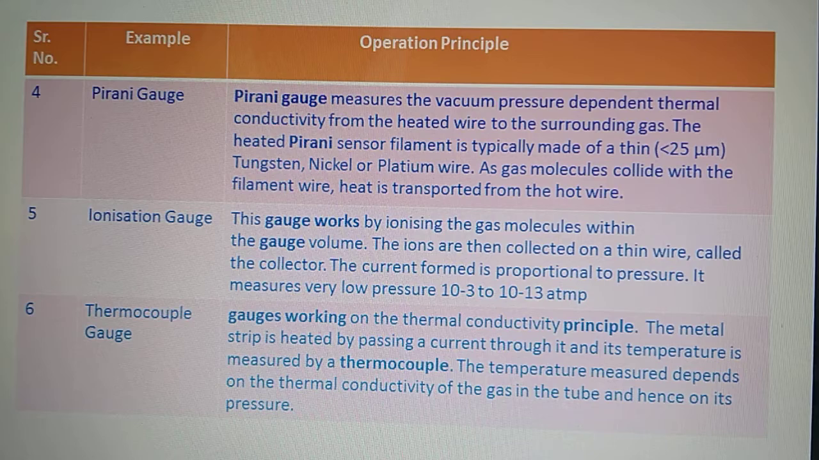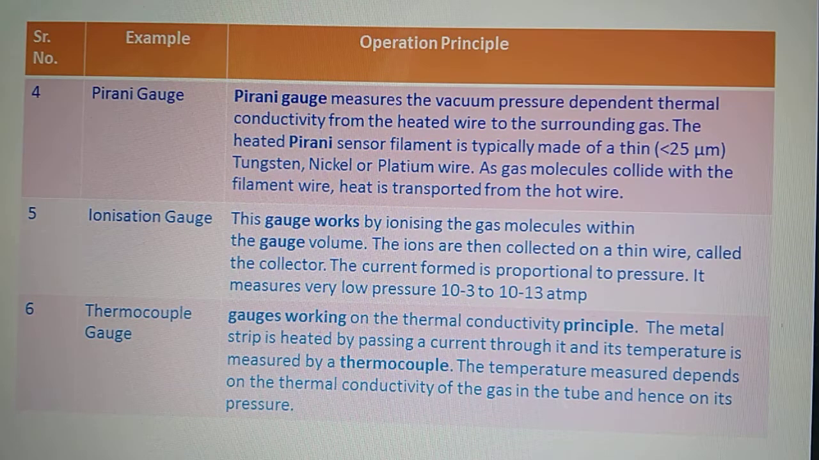Next pressure sensor is the ionization gauge. This ionization gauge works by ionizing the gas molecules within the gauge volume. The ions are then collected on a thin wire called the collector. The current formed is proportional to pressure, and it measures very low pressure, 10 to the power minus 3 to 10 to the power minus 13 atmosphere.